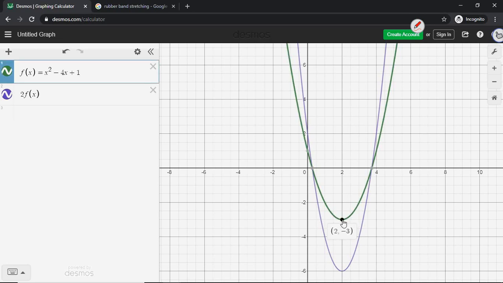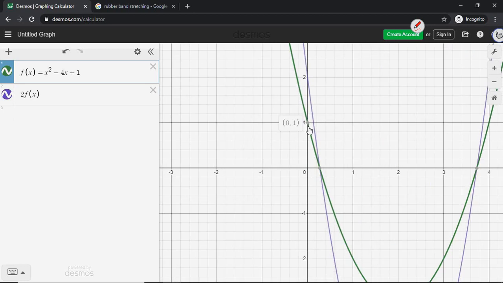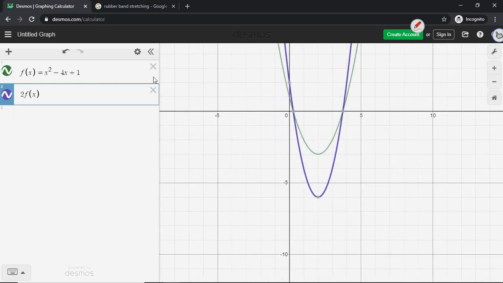This point here, what used to be 2, -3, guess what? This point here is now 2, -6. So the y value has gotten 2 times as far away from the x-axis as it used to be. The y-intercept here on the red one was 0, 1, and that's going to go to 0, 2. So again, that's 2 times as far away as it used to be.